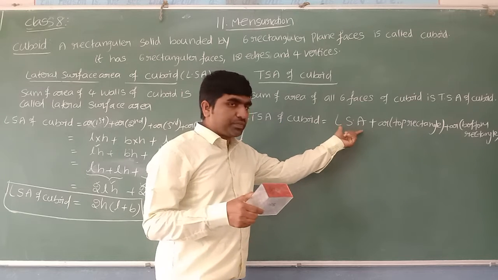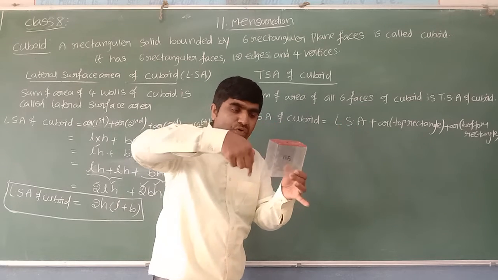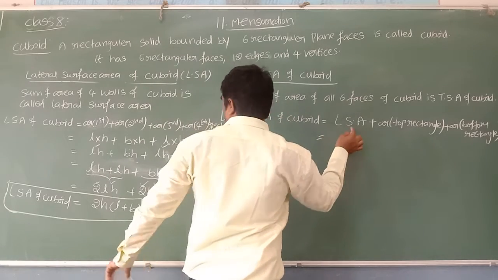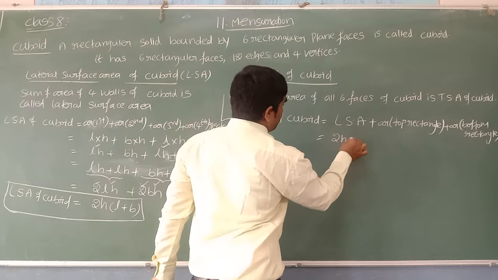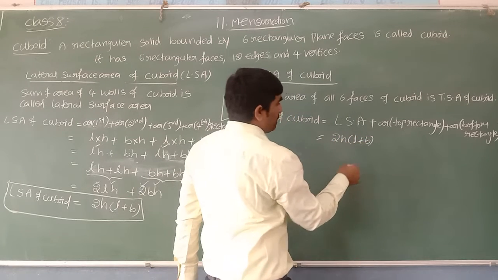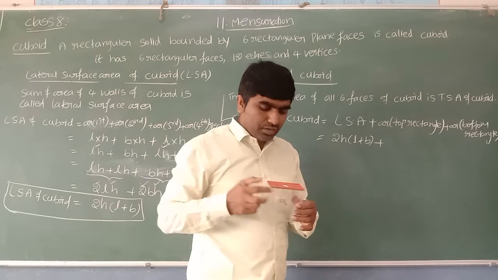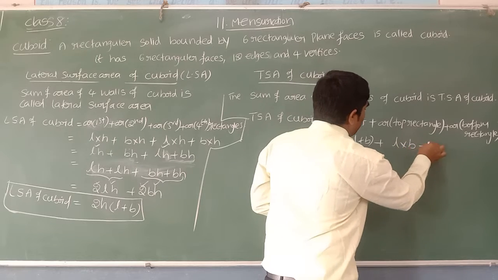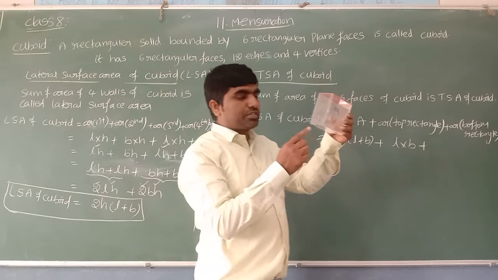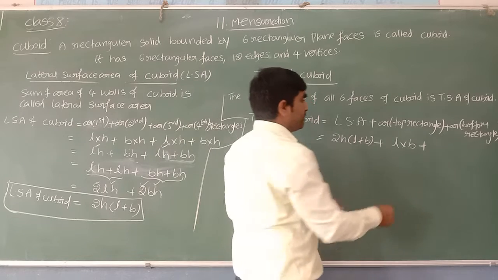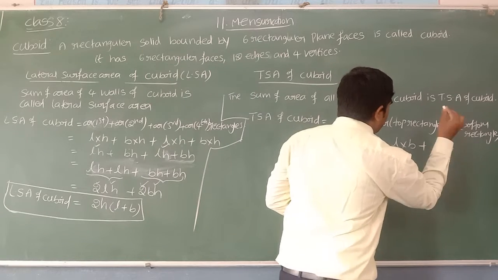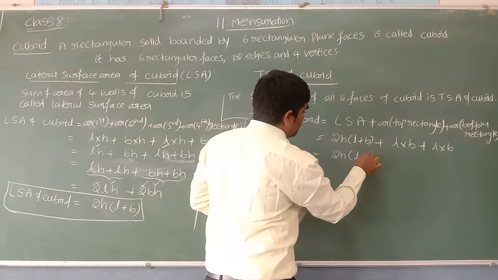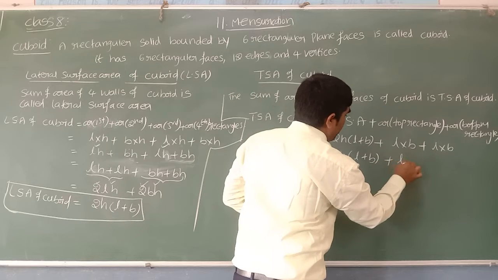TSA of a cuboid means LSA plus area of the top plus area of the bottom. See, already we got LSA, which is 2H into L plus B. Area of the top is length into breadth, L into B, and area of the bottom rectangle is also length into breadth, L into B. Now it is equal to 2H into L plus B plus LB plus LB.